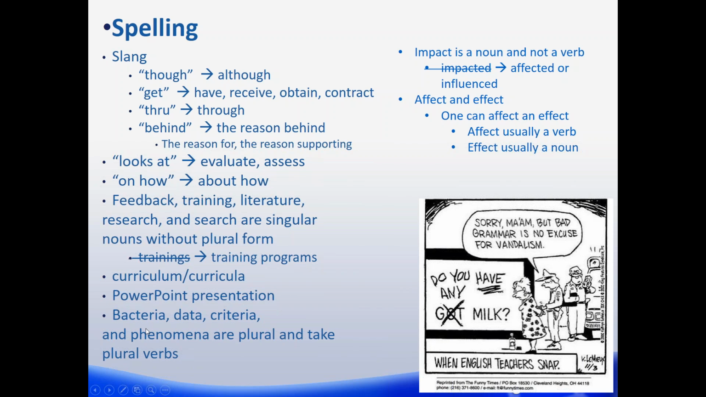Just want to remind you that bacteria, data, criteria, and phenomena are all plural. They're Latin words that are the plural forms, and they take plural verbs. Impact is a noun and not a verb, so the substitute verbs are affected or influenced. And then affect and effect are difficult for people. Generally speaking, affect is a verb and effect is a noun, but either one can be verbs, so you have to figure out the context.